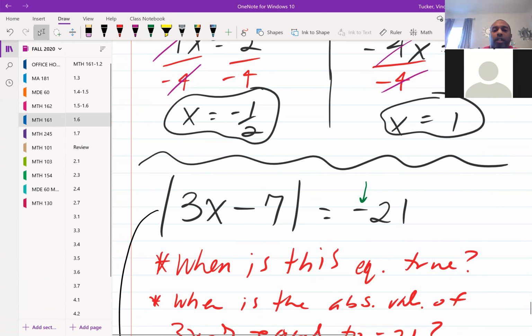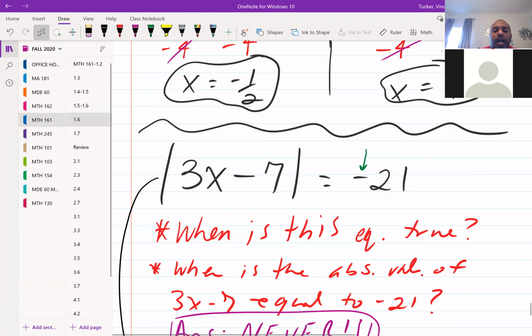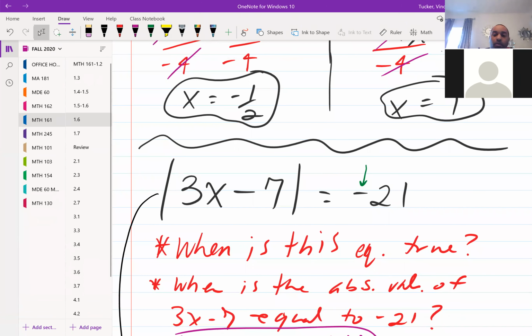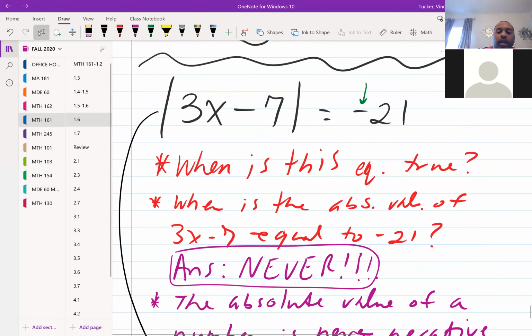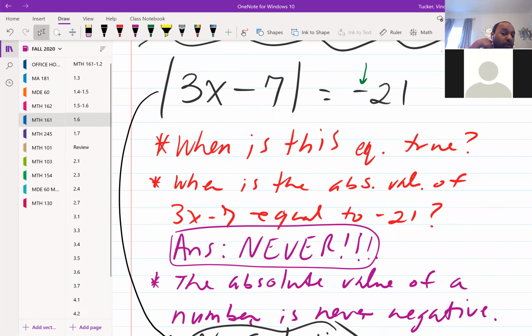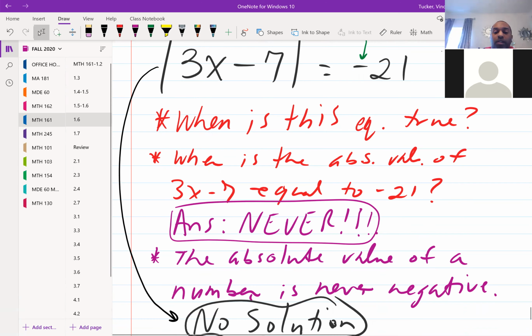All right. So the next one, we have a special case. Absolute value of 3x minus 7 equal to negative 21. So the key here, or what you should be asking yourself, whenever you solve an equation, is when is this equation true? So you're asking yourself, when is the absolute value of 3x minus 7 equal to negative 21? And the answer is never. Because the absolute value of a number is never negative. Remember, whenever you take the absolute value of something, the result is always positive. So the absolute value of anything is never negative. So that means your answer here is no solution.